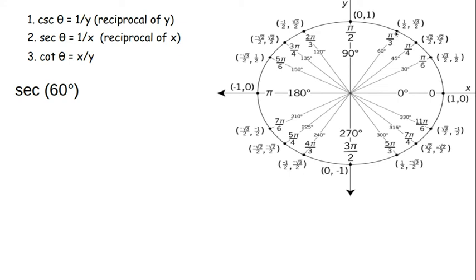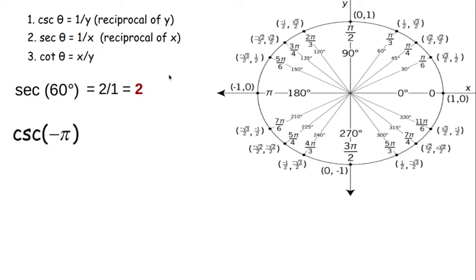And secant, looking at our definition, is 1 over the x-coordinate or the reciprocal of x. So looking at our x-coordinate, the x-coordinate is a fraction. So instead of doing 1 divided by 1/2, because that would be messy, we can just take the reciprocal of 1/2, which means we're going to flip it. When you flip 1/2, you get 2 over 1, which simplifies to be just 2. So this would be our final answer of 2.